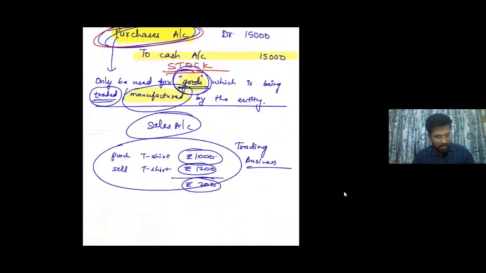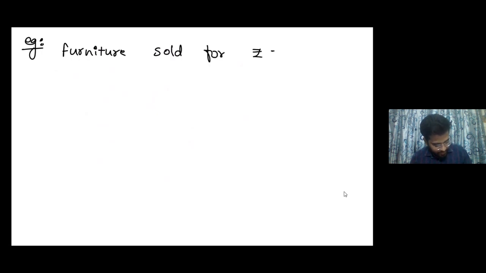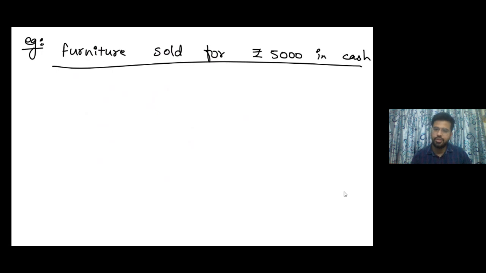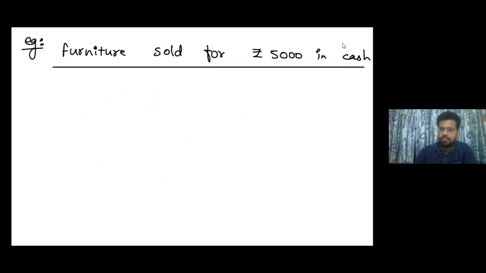I will take one more example, then we can move ahead. Let's take the reverse transaction of this. Furniture sold for rupees 5,000 in cash. Do the journal entry. Come on, everyone. Two minutes time. What account would be debited? What account would be credited?